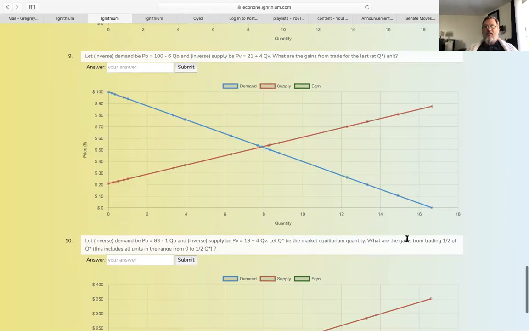So this one down here says, what are the gains of trading half of Q star? So there's Q star, which is almost 8, right? It's 7.9 units. So there's 3.95 units, that's half.